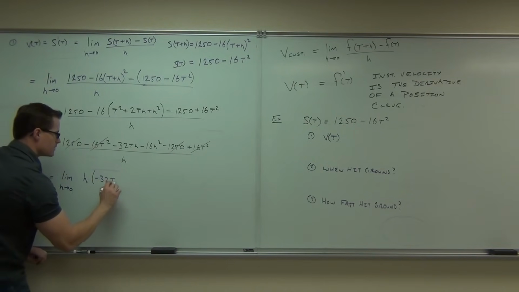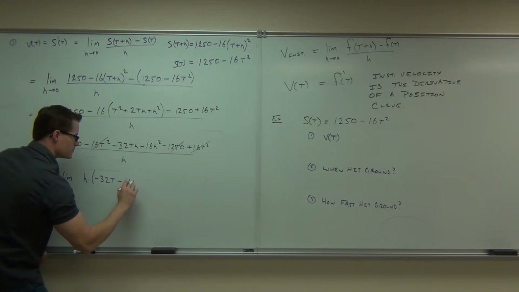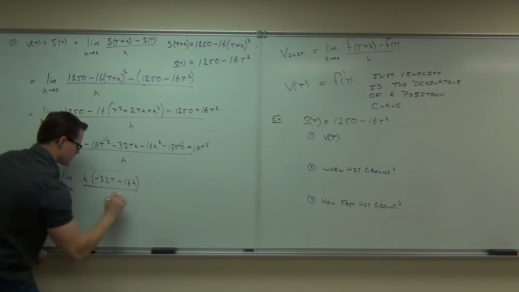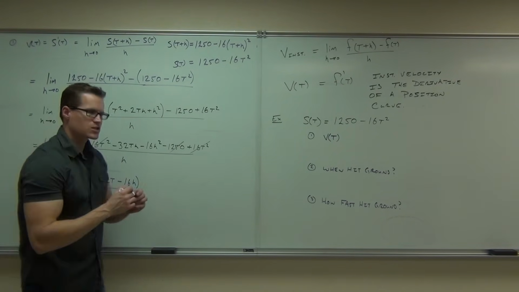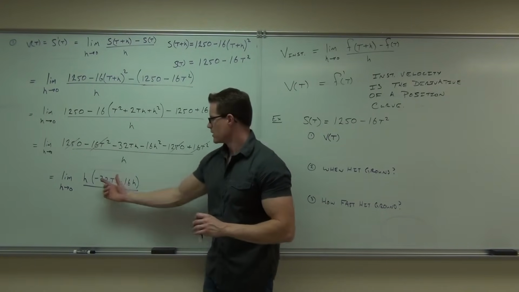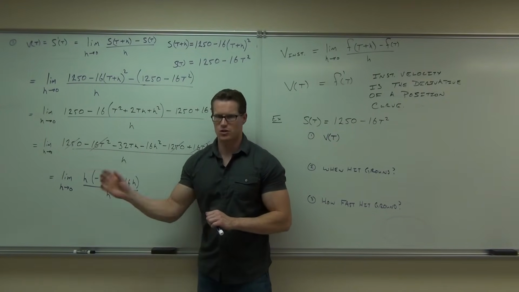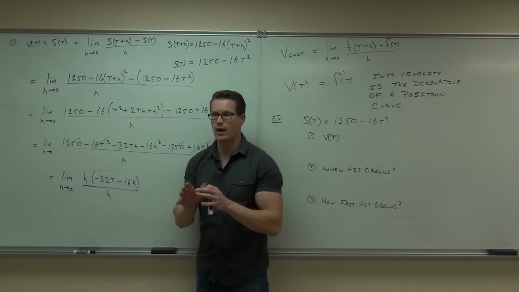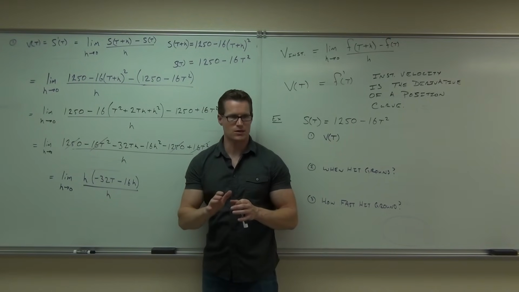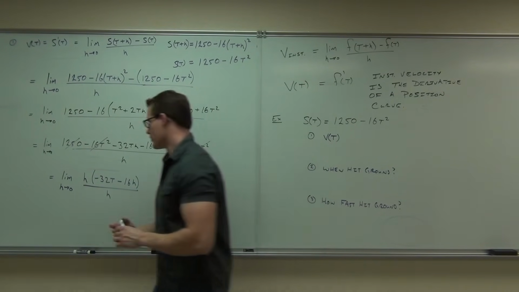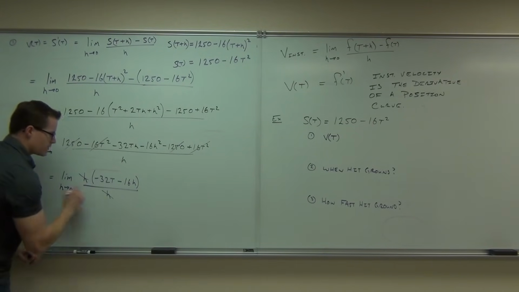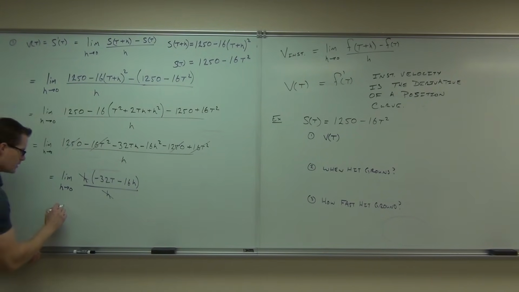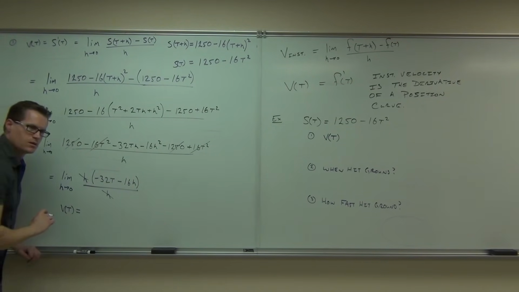Negative 32t minus 16h. Remember, I'm not so caring whether you factor out the numbers. I don't care, because you're going to be multiplying them anyway in just a second. So all I really care about for you right now is getting rid of that h. That's the key here, because that lets you take the limit as h goes to 0. If you do that, tell me what my velocity curve is equal to. What happened to the negative 16?